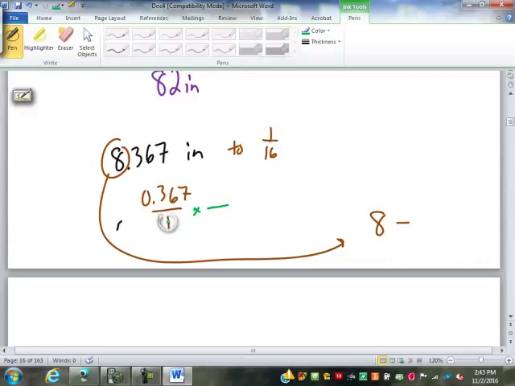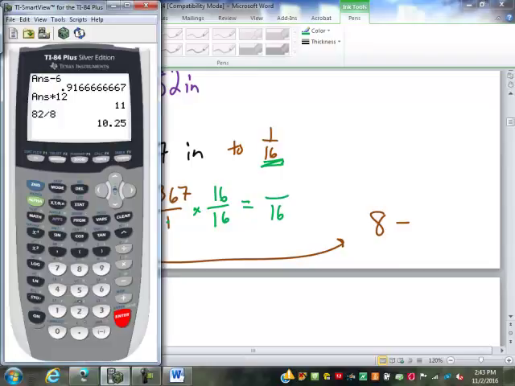Well, right now we've got a denominator of 1. We want it to be 16, so we have to multiply by 16. Whatever we multiply by on bottom, we have to multiply by on top. 1 times 16 is 16. 0.367 times 16 is 5.872.